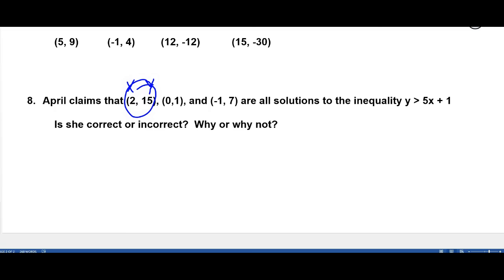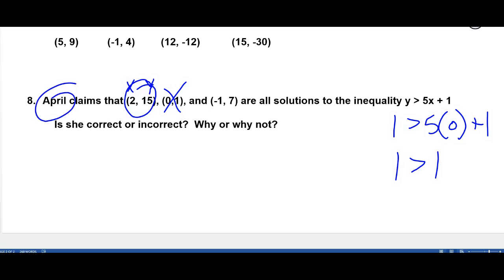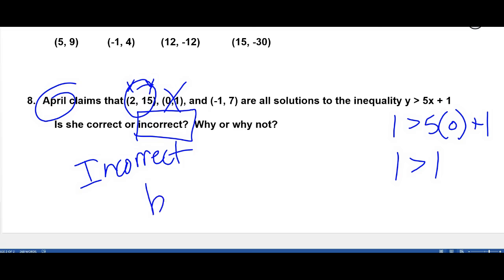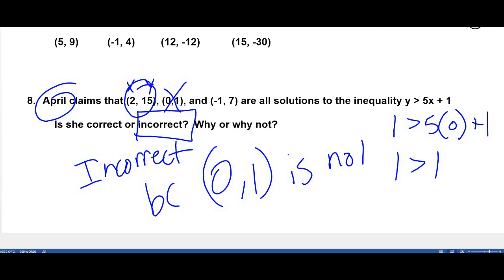0, 1, we have 1 is my y, that's greater than 5 times 0 plus 1. 1 is not greater than 1. That is not a solution. So, we have April is incorrect, because 0, 1 is not a solution.